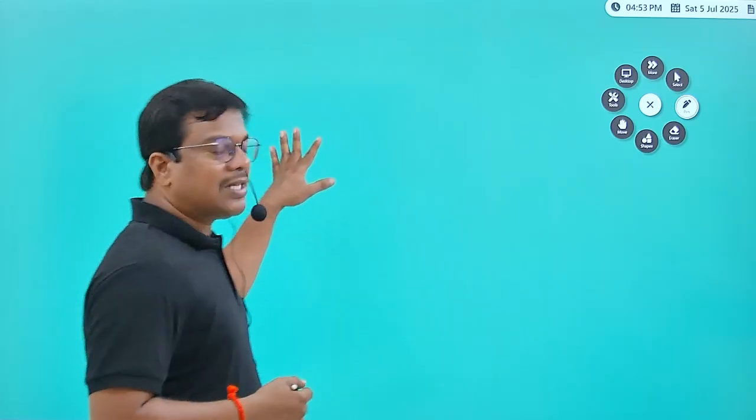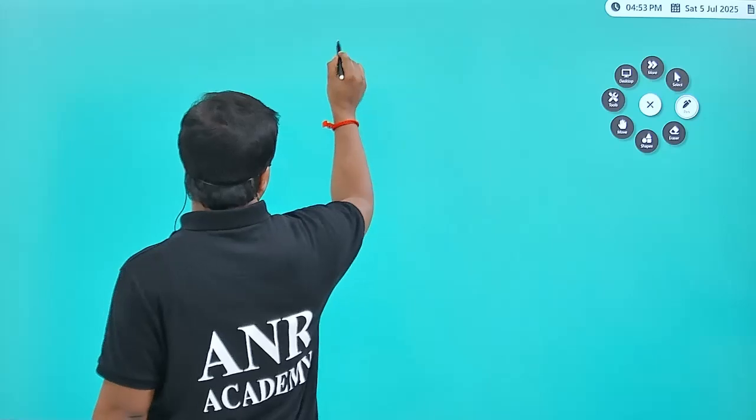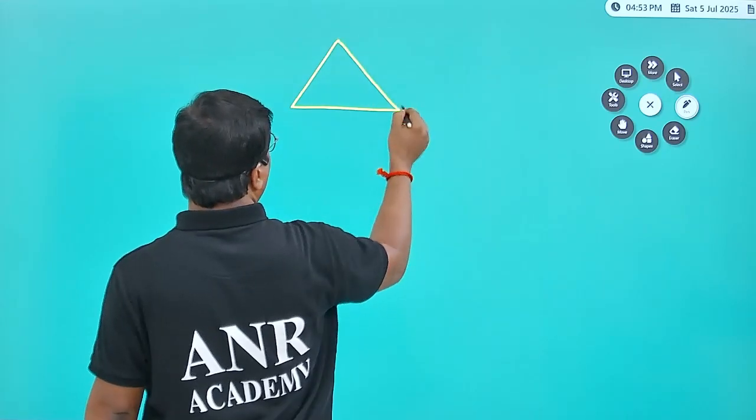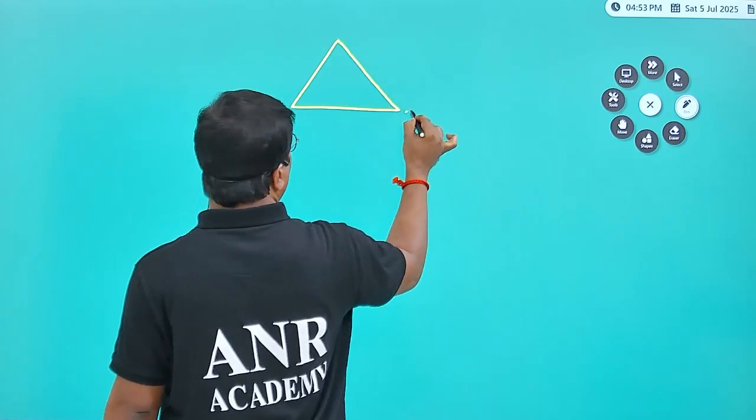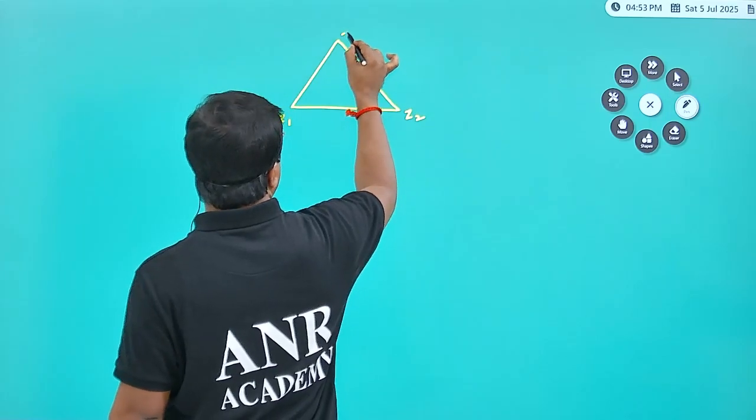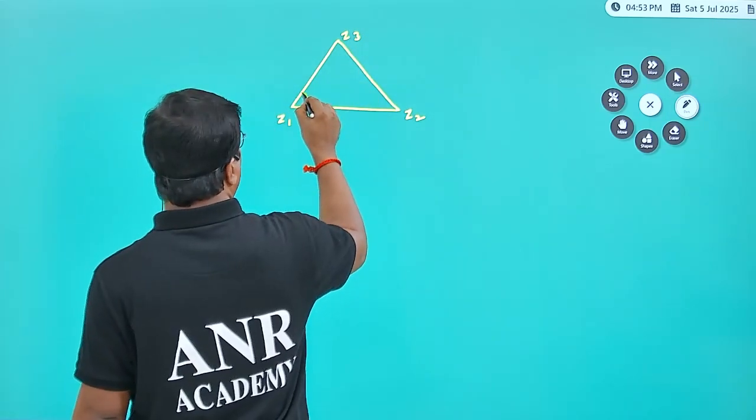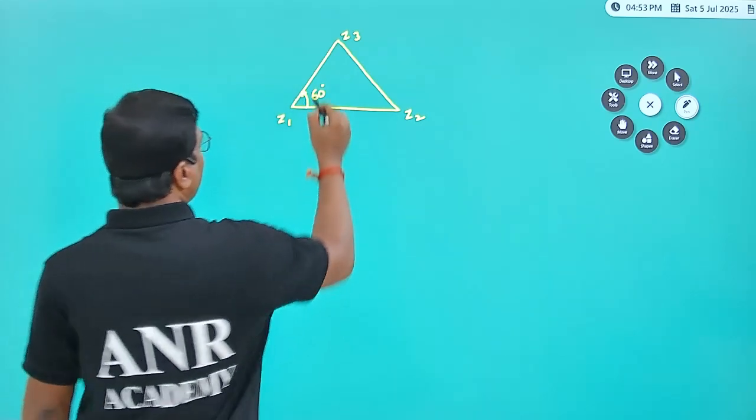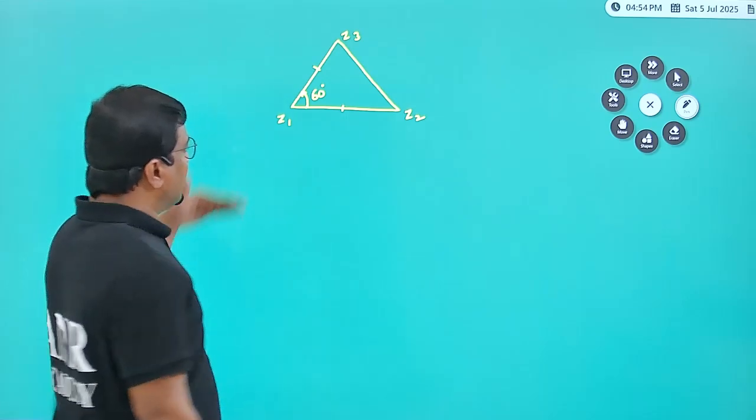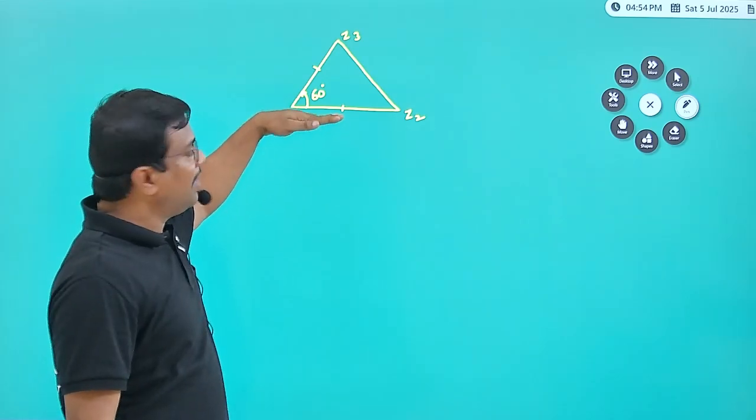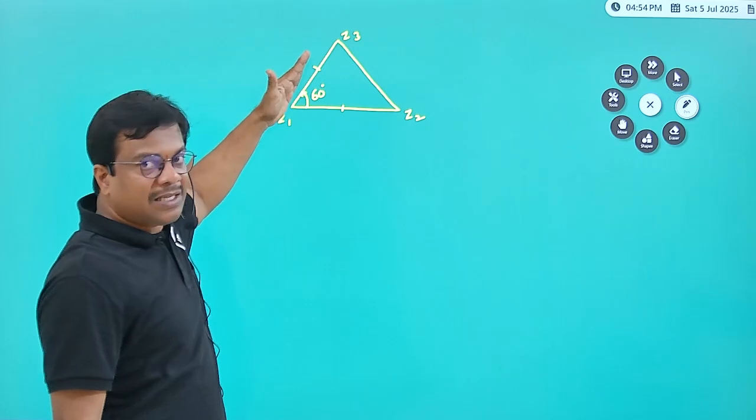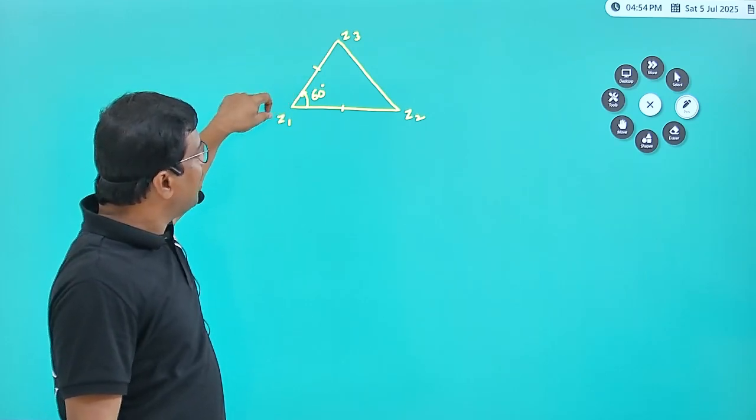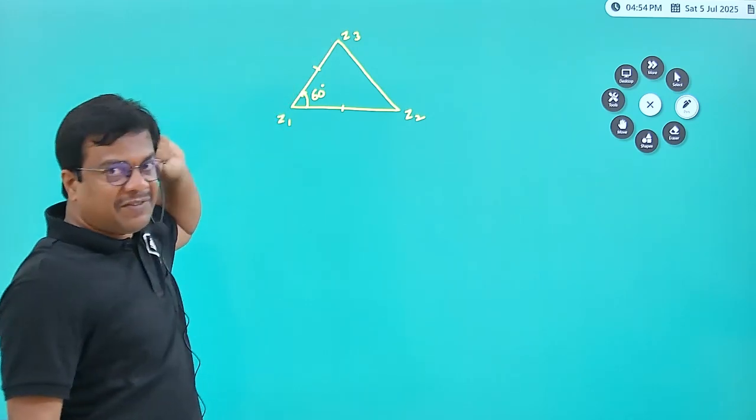Given Z1, Z2, Z3 are vertices of an equilateral triangle. Let us first draw an equilateral triangle. Suppose that this is Z1 and it is Z2, this one Z3. Here the angle of rotation is 60 degrees. Why? Because it is an equilateral triangle. Z1, Z2 is the initial vector. After rotating 60 degrees in the counterclockwise sense, here you have another vector Z1, Z3.